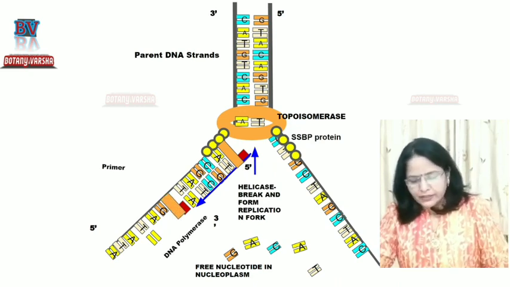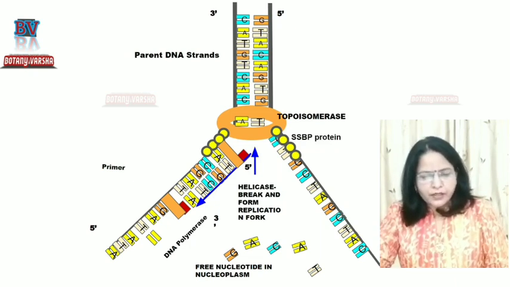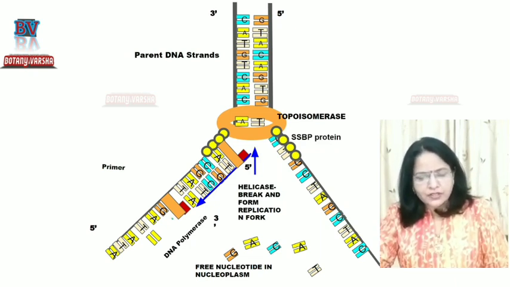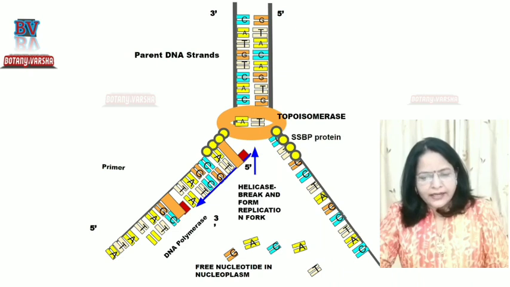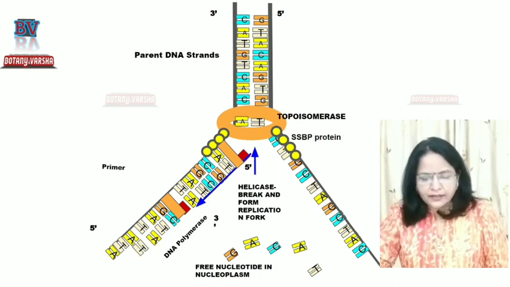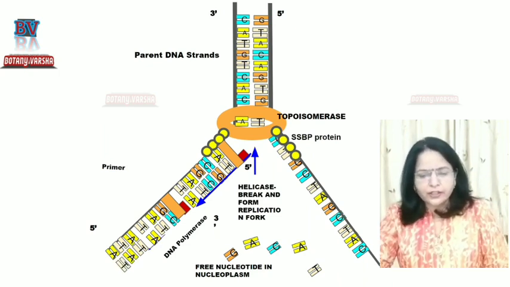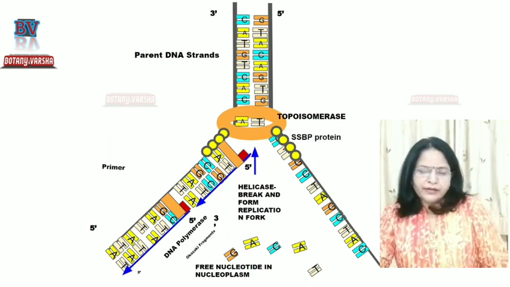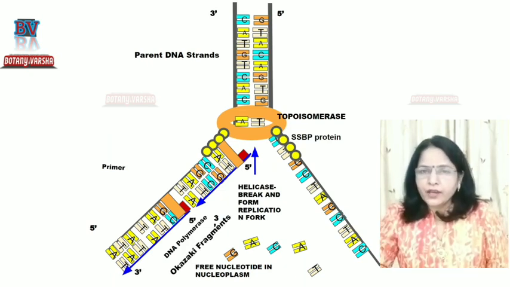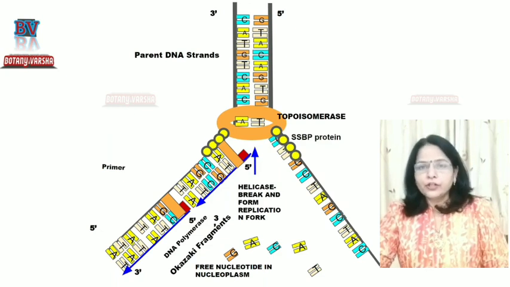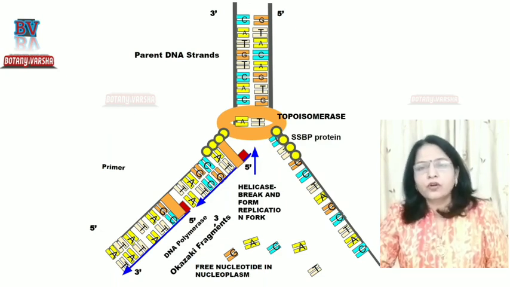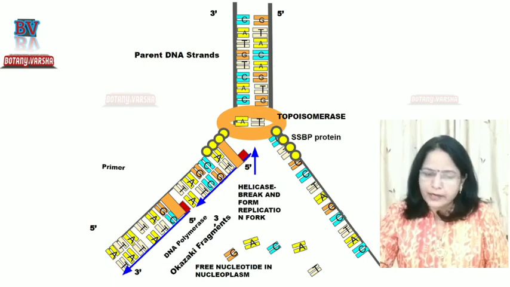Then DNA polymerase starts base pairing, again opposite to guanosine, cytosine pairs, adenine pairs with thymine, thymine with adenine, and adenine again with thymine. So the next new small strand is again produced in the 5' to 3' direction. So in this way small fragments are produced during this process. These small fragments are called Okazaki fragments.